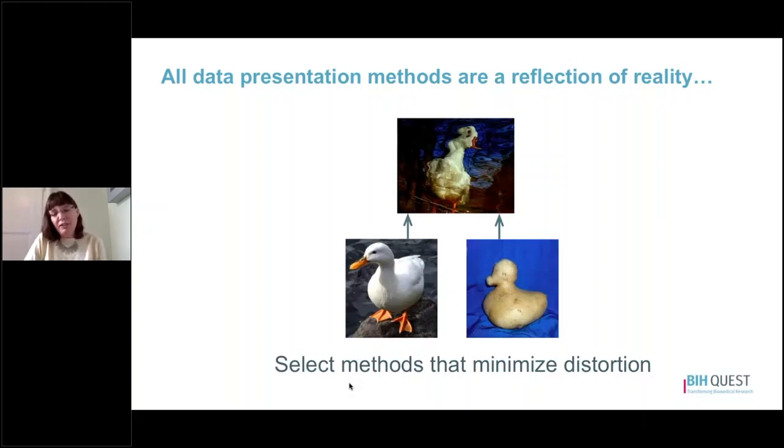But that reflection is distorted, it's missing information. So maybe the thing that you're looking at is actually a duck, or maybe it's just a very oddly shaped potato. And no one wants to waste time and money and resources pursuing what they think is a duck, only to find out later that it's in fact an oddly shaped potato. And so this is why it's important to select data visualization methods that minimize distortion and that give us the ability to critically evaluate our data.